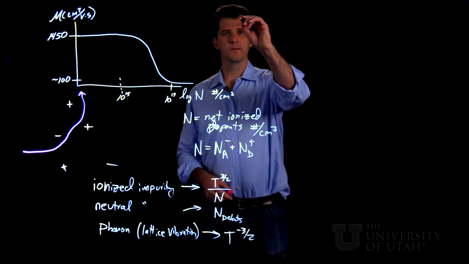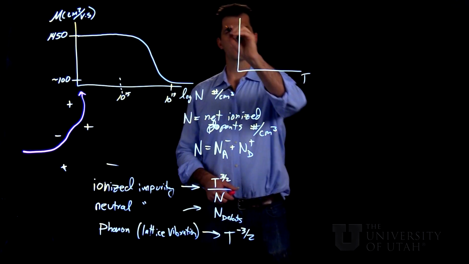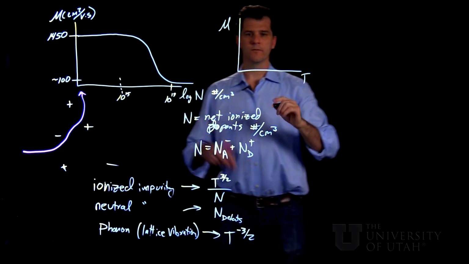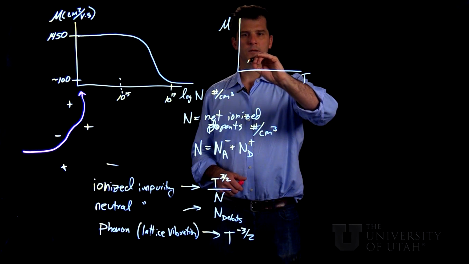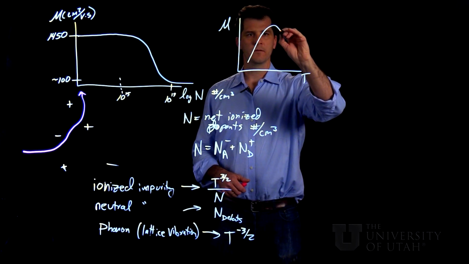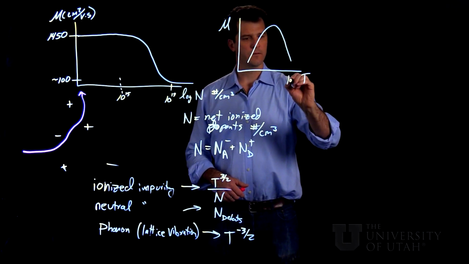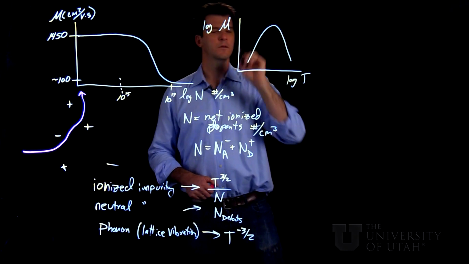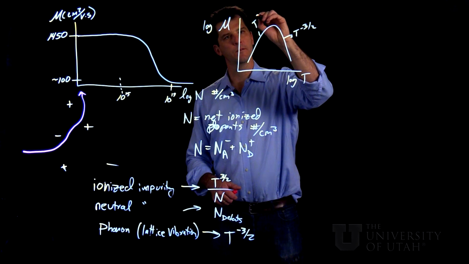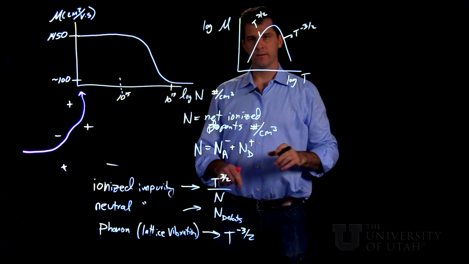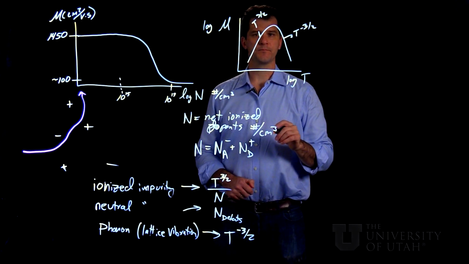So we can plot a schematic of mobility versus temperature for two different semiconductors. So one that is sort of in the normal range of behavior would go something like this. And these are on log scale. So this is T to the minus 3/2. This is T to the 3/2, corresponding respectively to phonon scattering and ionized impurity scattering.